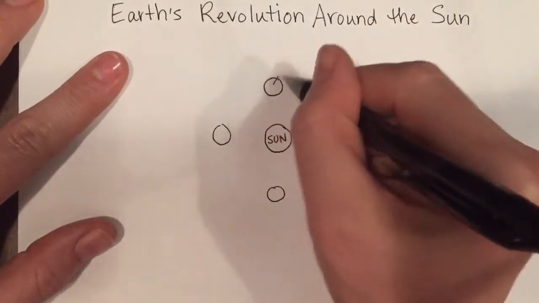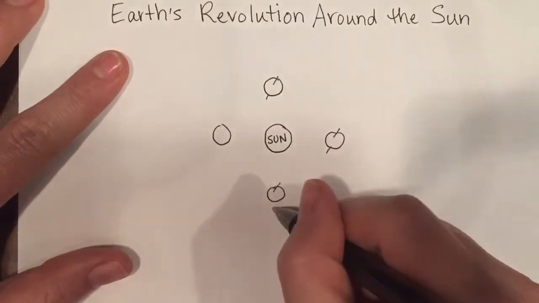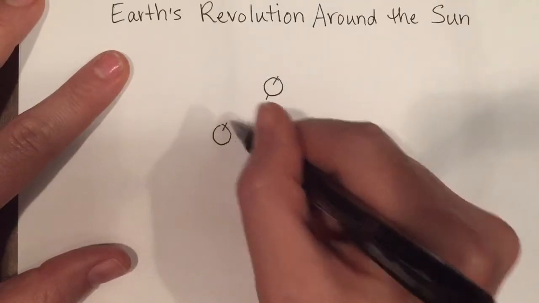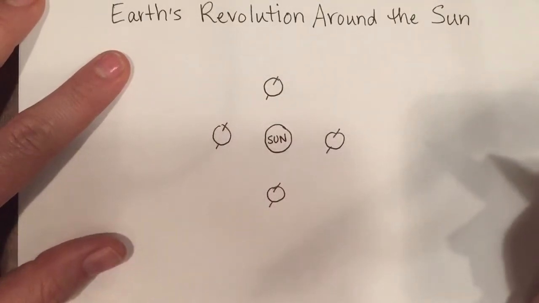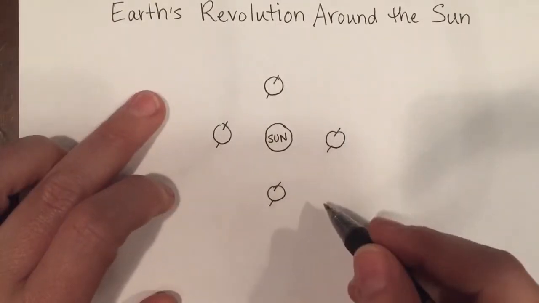Next, we need to add an axis to each of these globes. That is the imaginary line that goes right in the center of the Earth, coming out of the North and the South poles, and it is on that axis which the Earth spins or rotates.